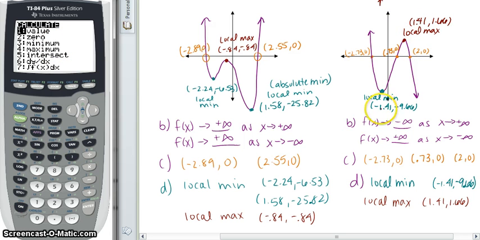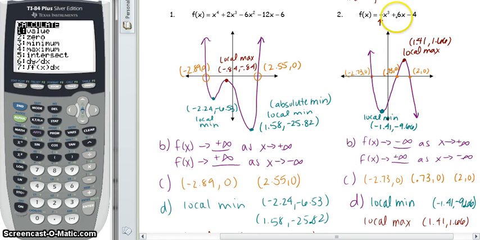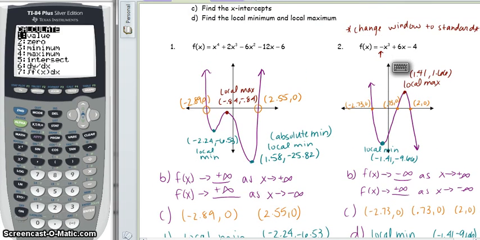Now both of these are a local min and a local max because on this graph there's a lower point than this local min that goes down to negative infinity. And this is a local max. There is no absolute max because this continues to grow onto positive infinity. So these are just a local min and a local max. If you want to double check, since our degree is 3, n is 3, that means we're going to have 2 turning points at most.